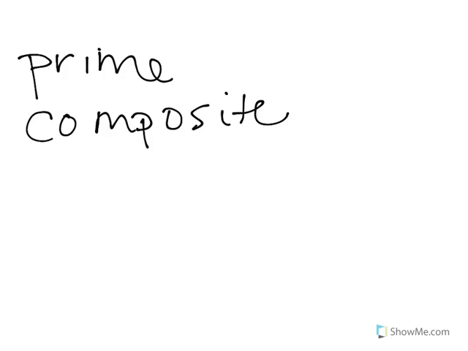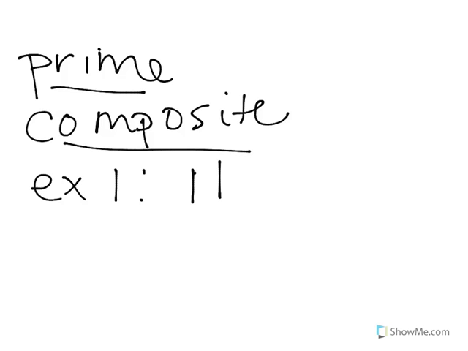So my first example is going to be determining if the number 11 is either prime or composite. So I'm going to list the factors of 11. When I list the factors of 11, only 1 and 11 are factors of 11. So that tells me that this number is prime because it has exactly two factors, 1 and itself.